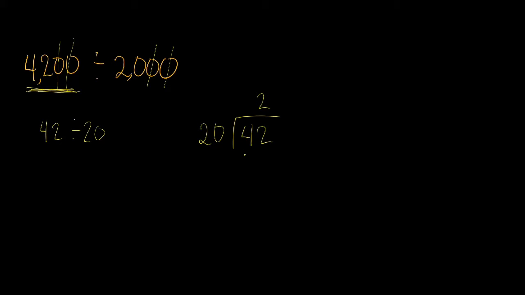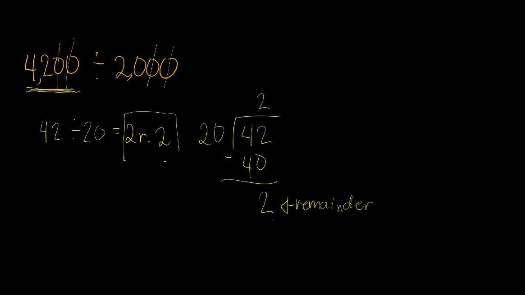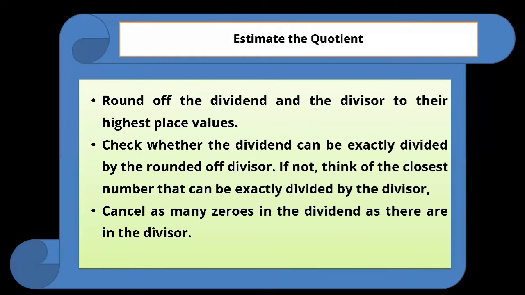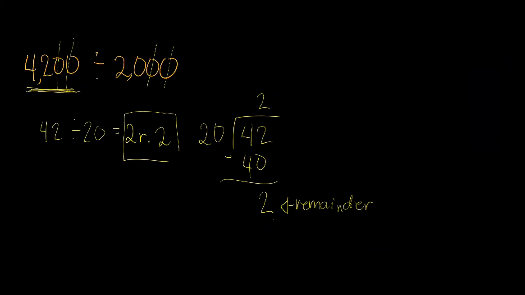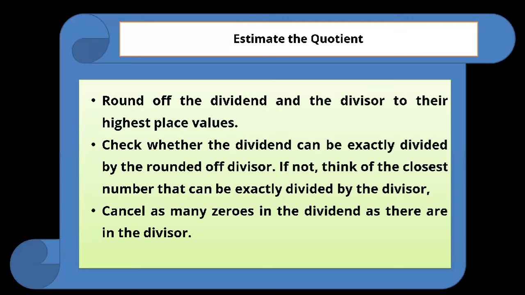And then when we multiply, the answer is 40. And then when we subtract, the answer is 2, because 42 minus 40 is 2. So since we cannot divide 2 by 20, this is now our remainder na tinatawag. So our answer in 42 divided by 20 is equal to 2 remainder 2. So meron tayong remainder. So ito yung tinatawag nating division using cancellation process. Now we know how to divide using cancellation process. Now let's proceed with our lesson, which is estimating the quotient. So etong cancellation process natin, makakatulong ito sa ating next topic, which is estimate the quotient.